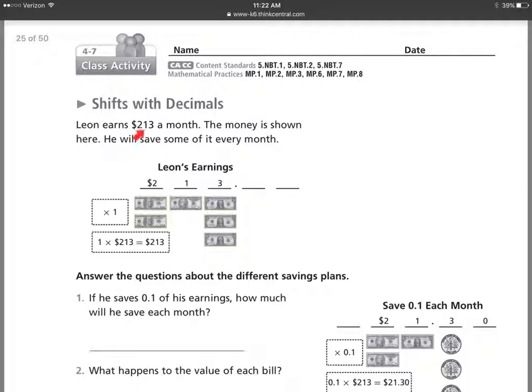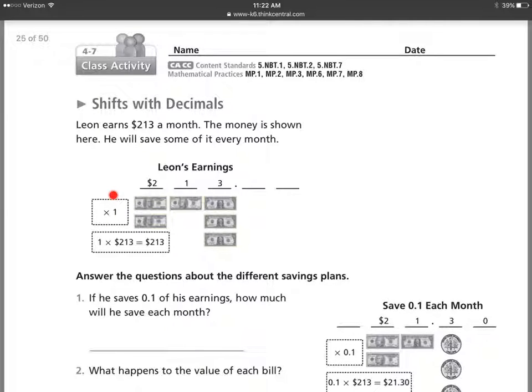Leon earns $213 a month. The money is shown here. He will save some of it every month. This information here is just showing you what they said up here. This is the $213 that he earns. And it's written correctly. It has a decimal here, and there's nothing after the decimal, and there doesn't need to be anything after the decimal, because if you put the 2 zeros there, it means the same thing.